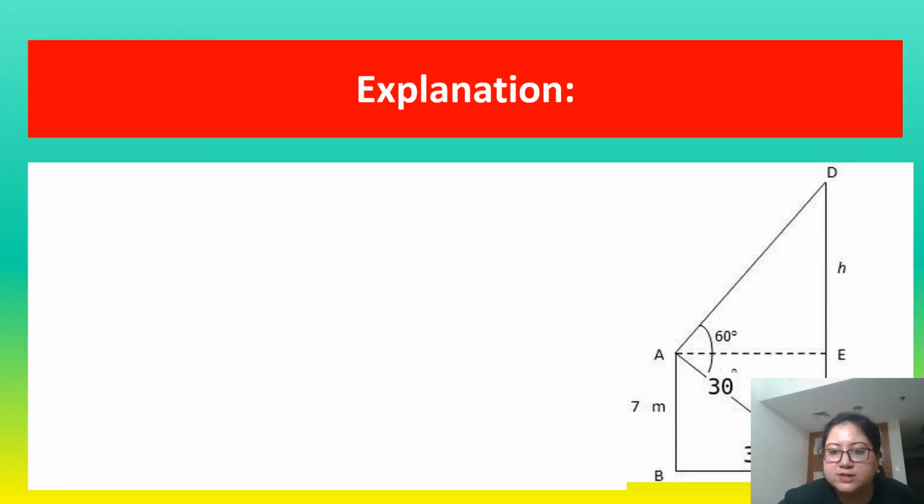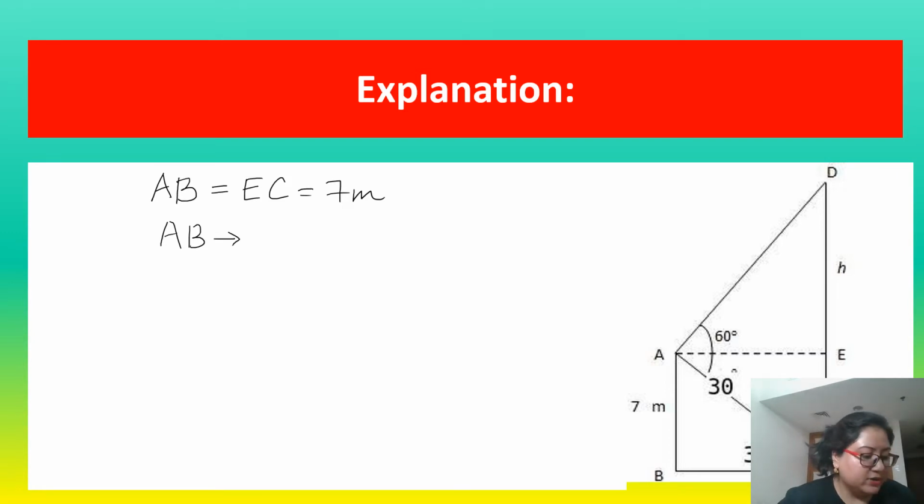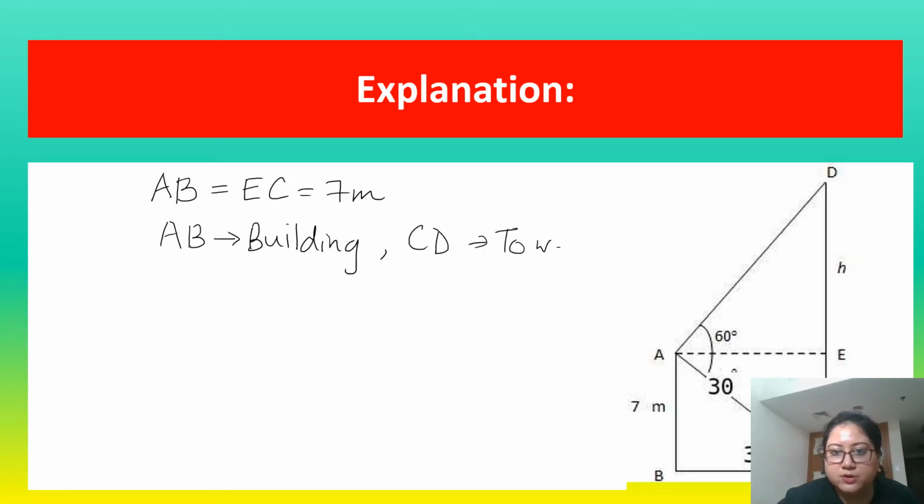Okay, so let's get started with the solution. Let me highlight a few points before we actually solve the question. Here you see AB is going to be equal to EC, which is going to be 7 meters. And also AB is your given building, which is of height 7 meters. And CD is your tower, whose height we need to find.